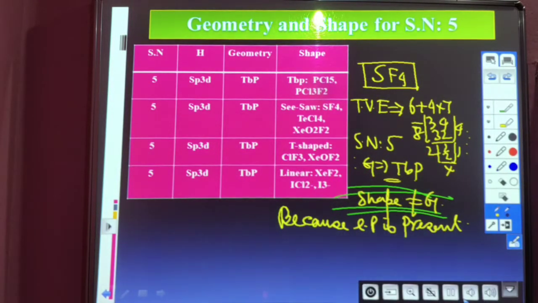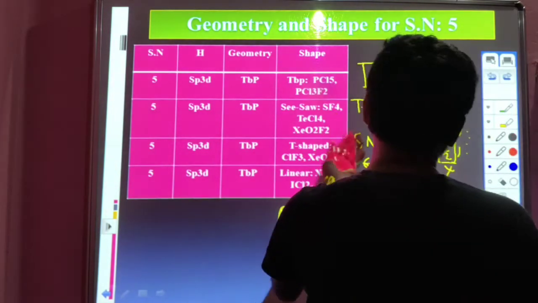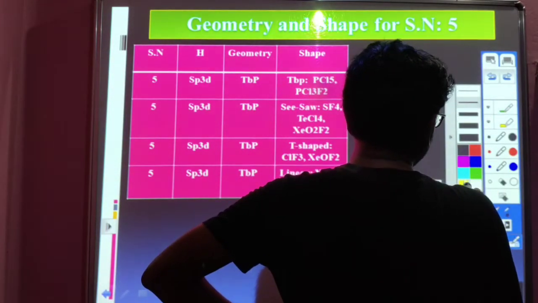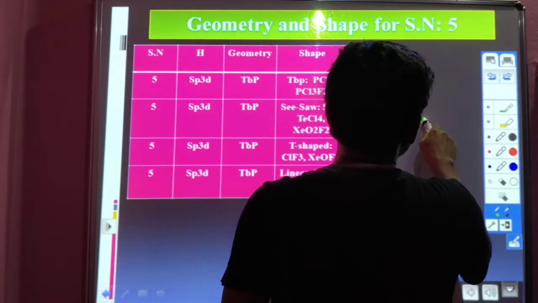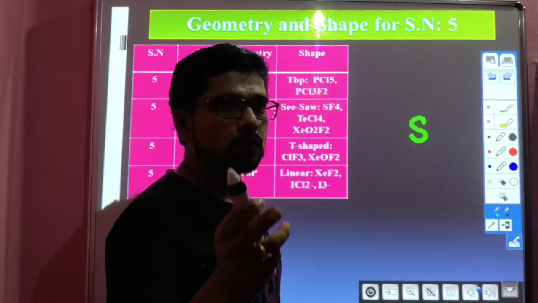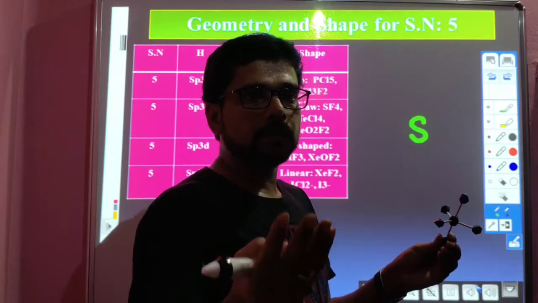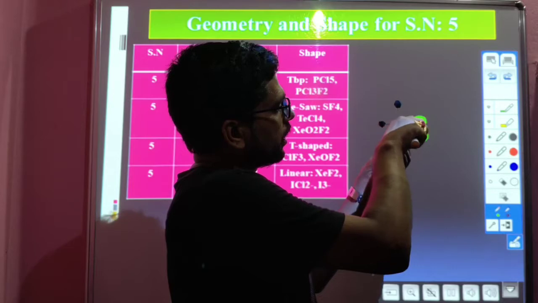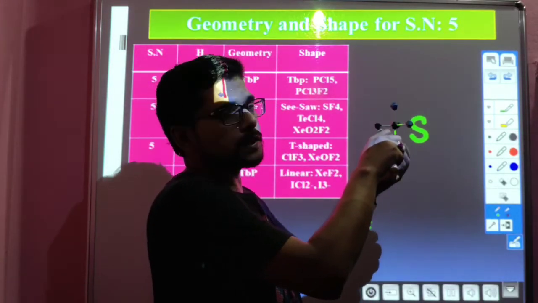Now, what will be the shape of this molecule? In order to know the shape of this molecule, I will draw first and I will explain. This is S. The lone pair will try to occupy positions where the percentage of S character is more. If the angle is greater, the percentage of S character will also be more. Here is a 120 degree angle, here a 90 degree angle. So the lone pair will preferably occupy these positions.